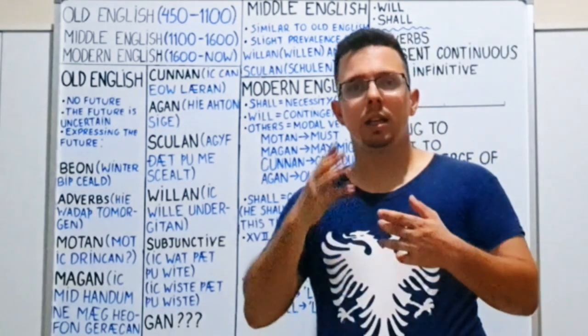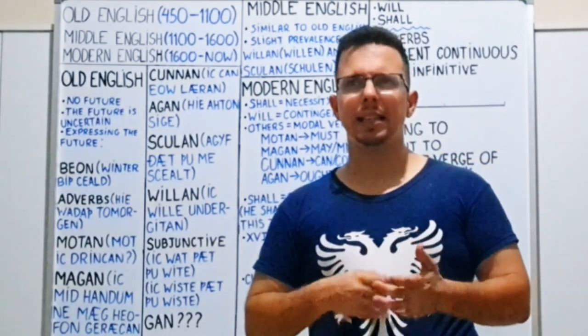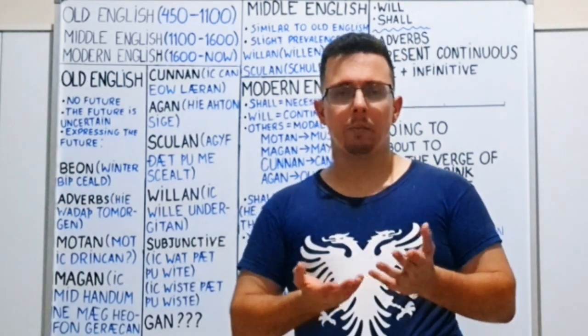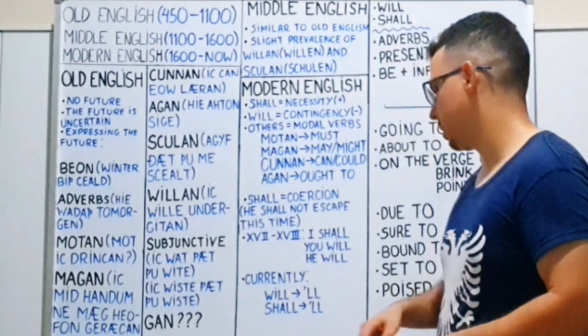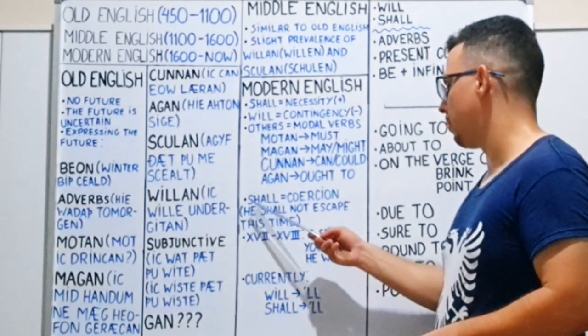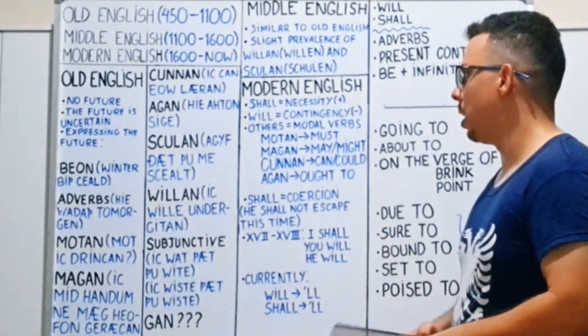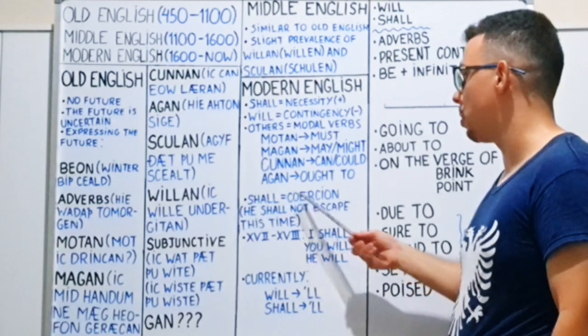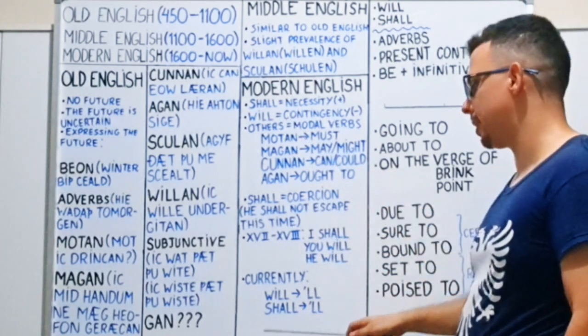So if you say, you shall not escape, that can sound like a threat. You can try to escape, but I will shoot you, right? So people would avoid shall because of this duality, coercion versus necessity.